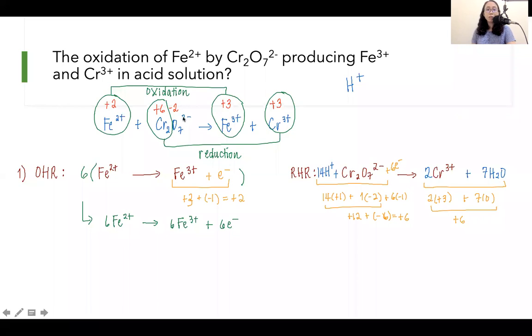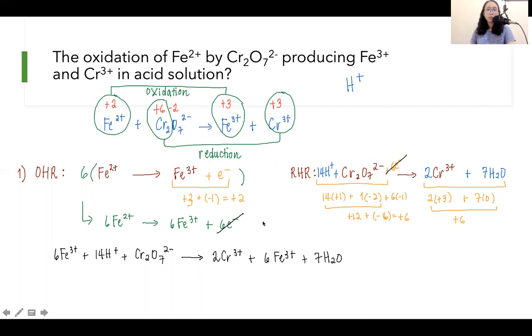Now that the number of electrons are balanced, we can now add the two half reactions, and this is step 5. Let's add the two half reactions. We have 6 iron 2 plus 14 hydrogen ions plus dichromate, forming 2 chromium 3 ions plus 6 iron 3 ions plus 7 water. Notice that we no longer see the electrons because they will cancel out. Anything that appears on both the reactant side and the product side of chemical reactions that are added cancel out.